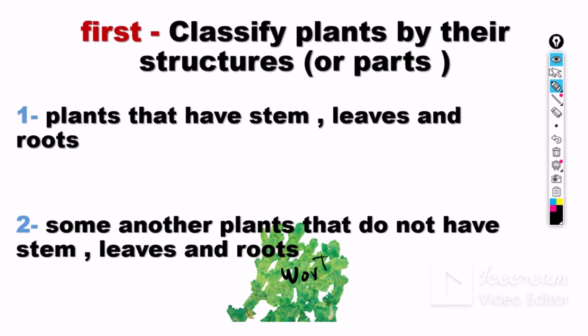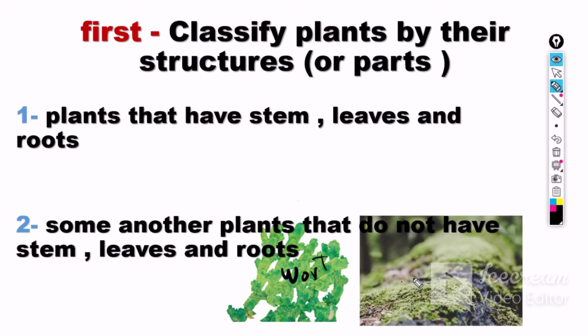We also have another kind called mosses. This is the mosses plant. This is also a very small plant, and it grows close to the ground. But the question here, someone asked me: how can these plants absorb water without roots and without real leaves and stems?